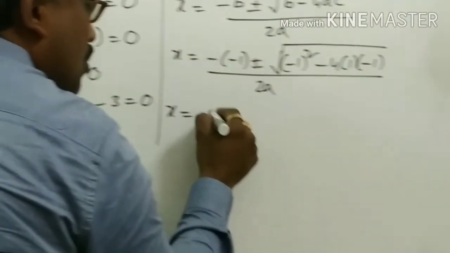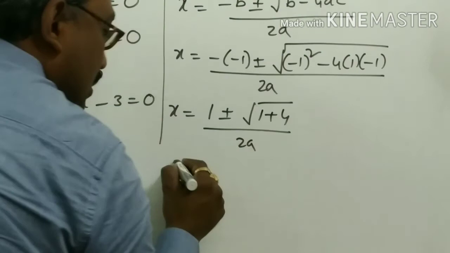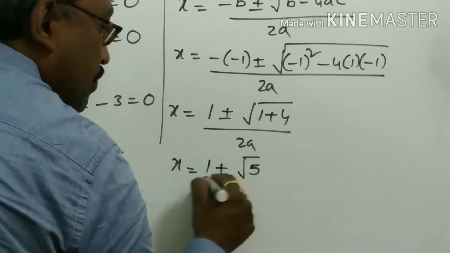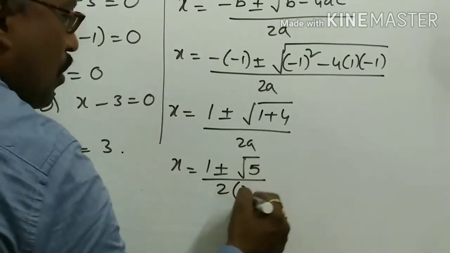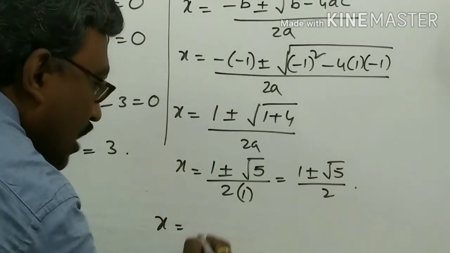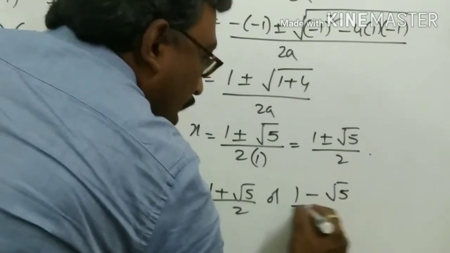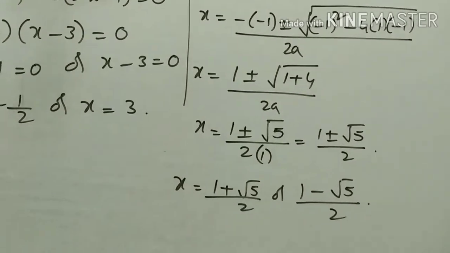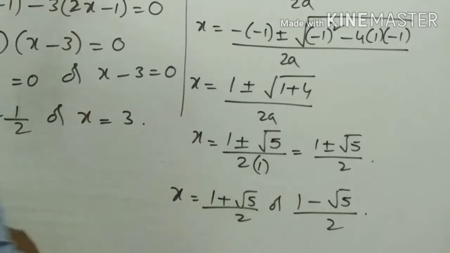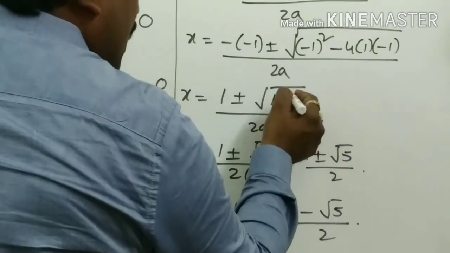So x is equal to 1 plus or minus root of 1 plus 4, by 2a. So x is equal to 1 plus or minus root of 5, by 2 into a, the value of a is 1 only. 1 plus or minus root 5 by 2. That means the x values are 1 plus root 5 by 2 or 1 minus root 5 by 2. Where root 5 is an irrational number. So what type of roots are they? Irrational roots.